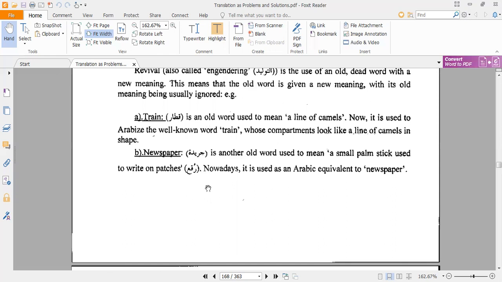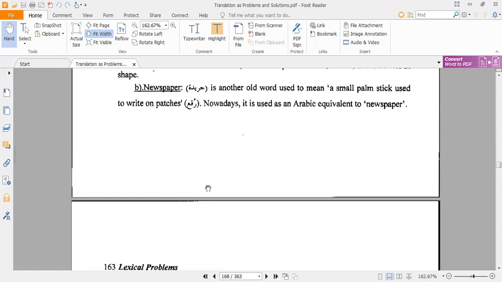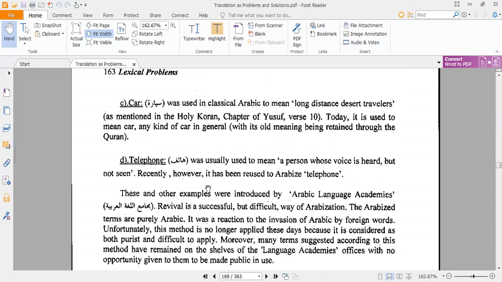يعني احنا عبارة عن قطع من النخيل الصغيرة، احنا قطع صغيرة من النخيل كنا نستخدمها في الماضي للكتابة. So thus we can replace or we can revive this term الجريدة to render a newspaper. Okay. Car is the same, means long distance desert travelers, and we can use it.